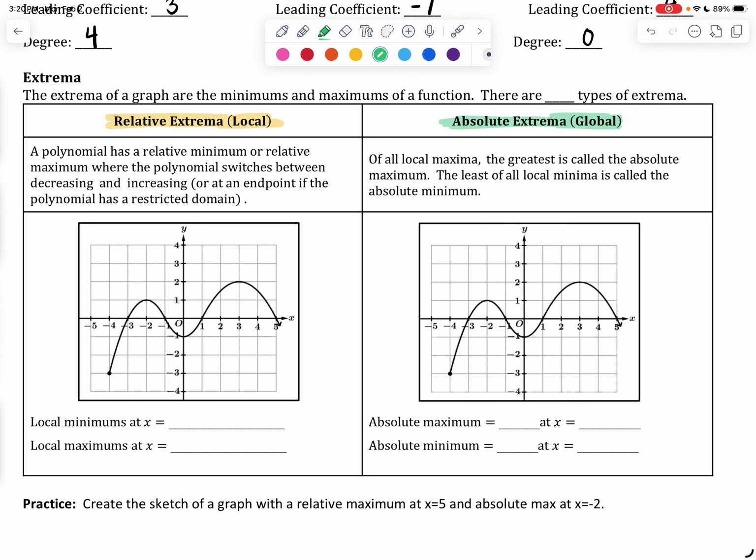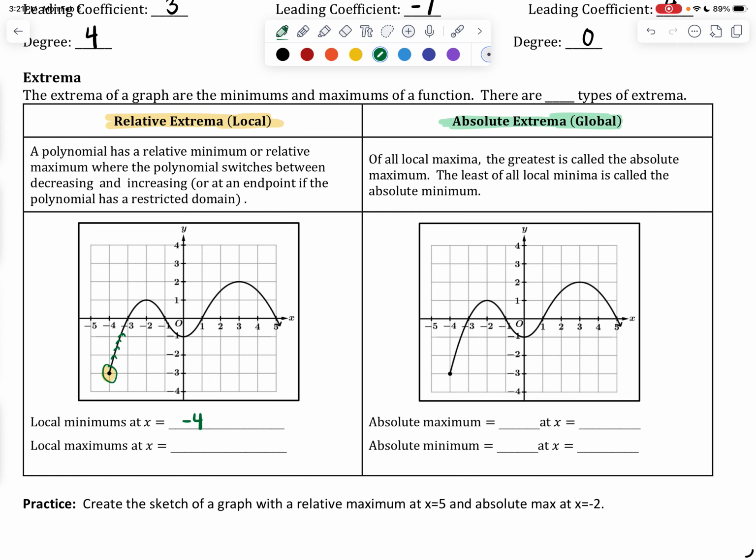The entire function's domain. So a polynomial has a relative minimum or a relative maximum always when the function switches between decreasing and increasing, or vice versa, or at an endpoint if we have a restricted domain and that point is relatively lower or higher than the points around it. For example, this first endpoint is a relative or a local minimum because it appears lower than the points around it. Even though there are only points on one side, it is a low point on this graph. So that is a local minimum, and it'll go in our list at x equals -4.